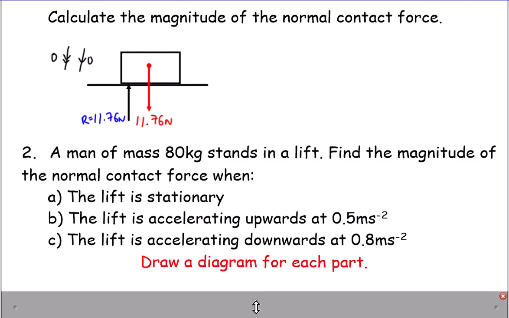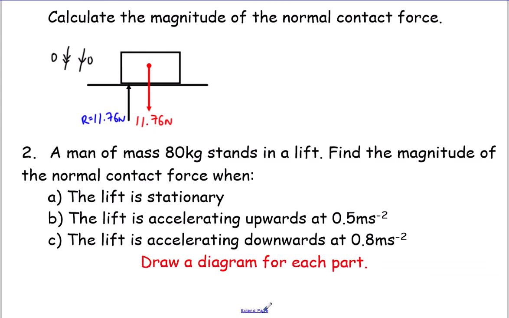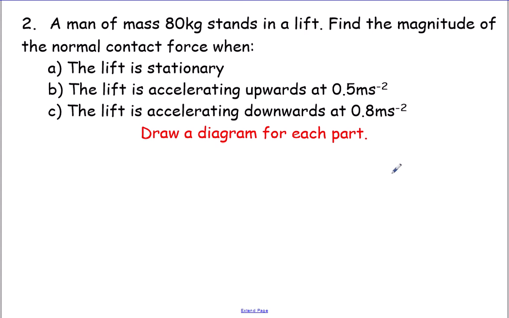If we have a look at another question, this is quite a lot more difficult actually. So, a man of mass 80 kilograms stands in a lift. Find the magnitude of the normal contact force when the lift is stationary, when the lift is accelerating upwards at 0.5 meters per second squared, and when the lift is accelerating downwards at 0.8 meters per second squared. Draw a diagram for each part.